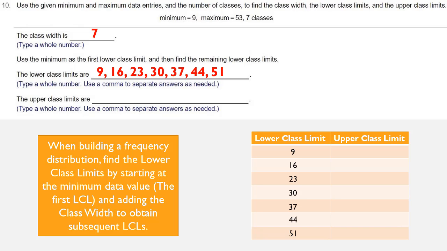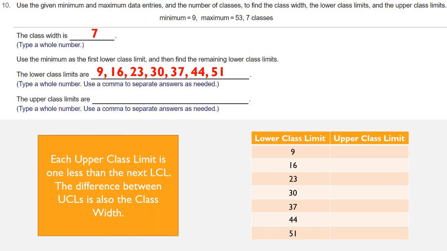For the upper class limits, each upper class limit is one less than the next lower class limit. The difference between upper class limits is also the class width. So the first upper class limit will be one less than the second lower class limit. The second lower class limit is 16, so the first upper class limit is one less than that, 15. Then we can add the class width of 7 to get the rest.